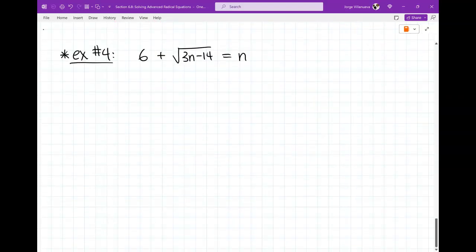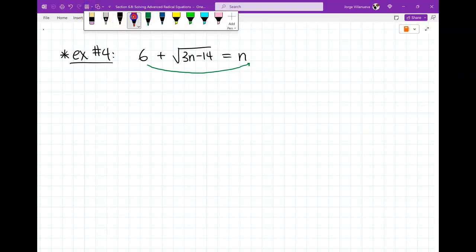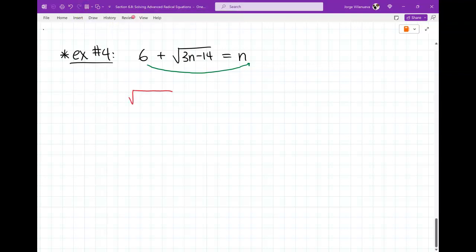Now, notice this one's a little different, right? In example 3, the square root was by itself, and then the letter had that extra number next to it, right? Here, the square root has the extra number. We don't want that. We're going to throw that extra number to the right side. Okay, so I'm going to move that 6 over to the right side. So when I switch its side, I'm going to switch its sign. So instead of a positive 6, it's going to be a negative 6. Okay, so let me rewrite. Square root of 3n minus 14 is equal to n minus 6.